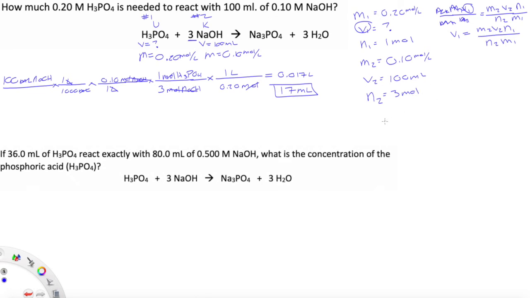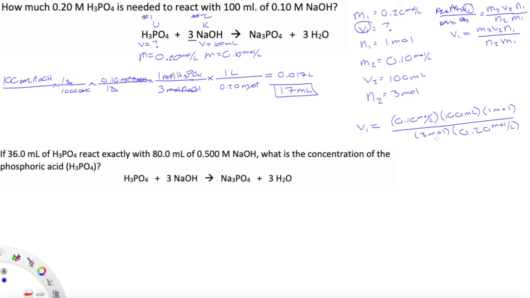I'm going to go ahead and squeeze it down here so I have more room. So V1 equals, and then my value for M2 is 0.10 moles per liter. V2 is 100 milliliters. N1 is 1 mole. And then down here I have N2, which is 3 moles. And M1, which is 0.20 moles per liter.